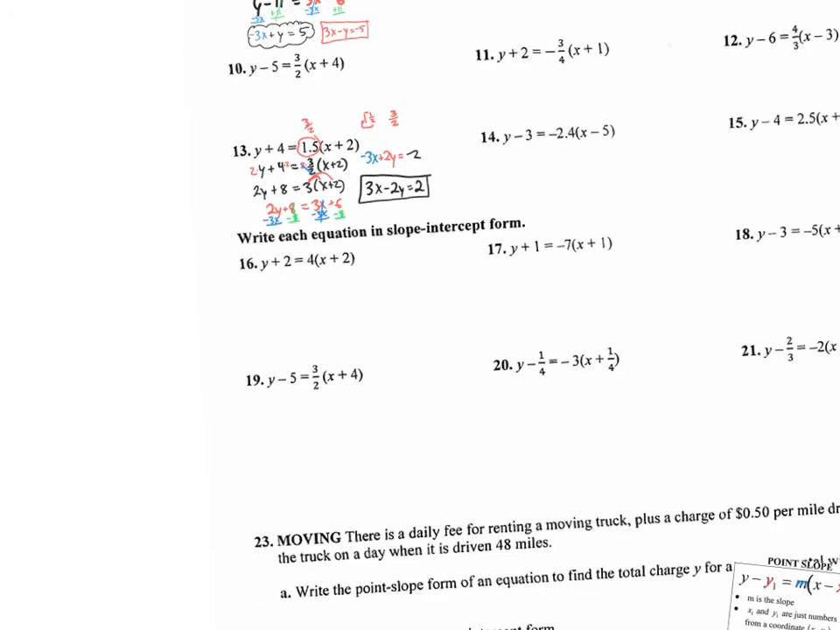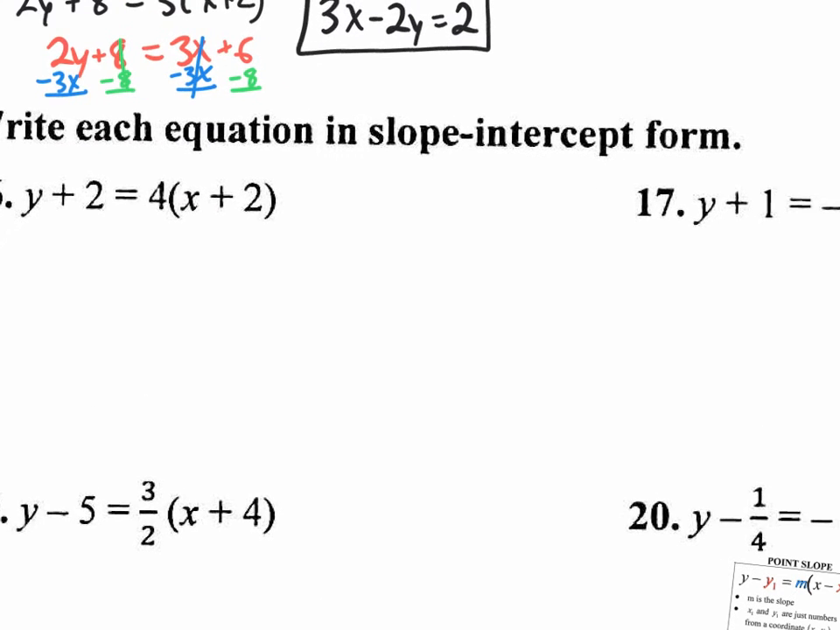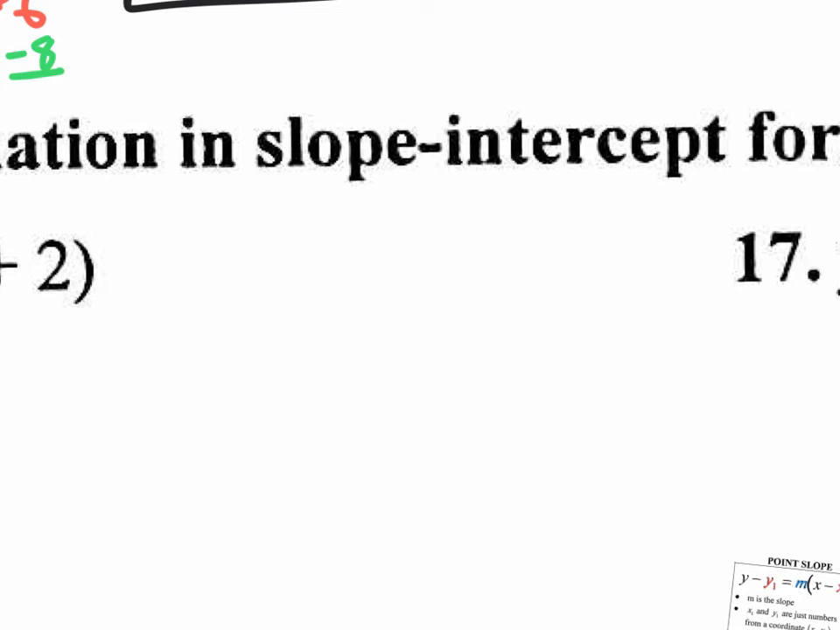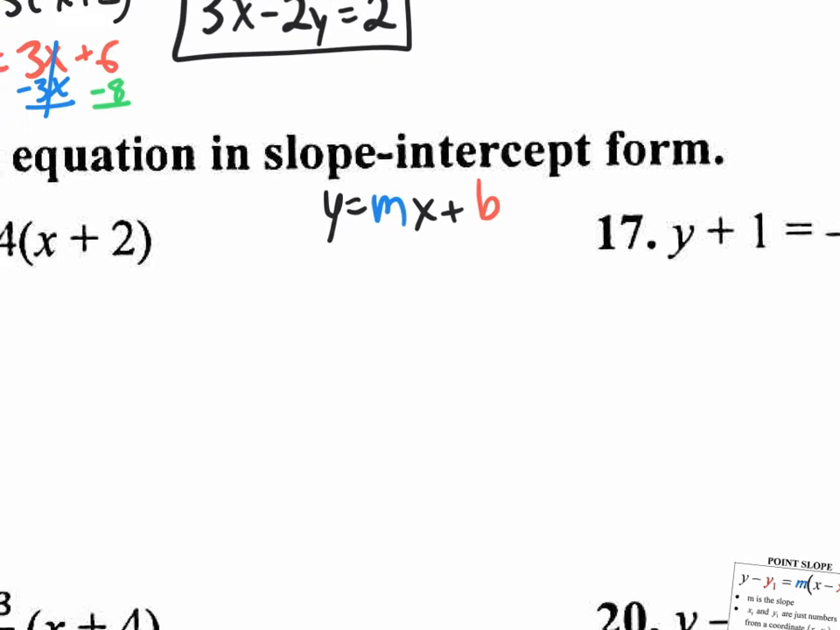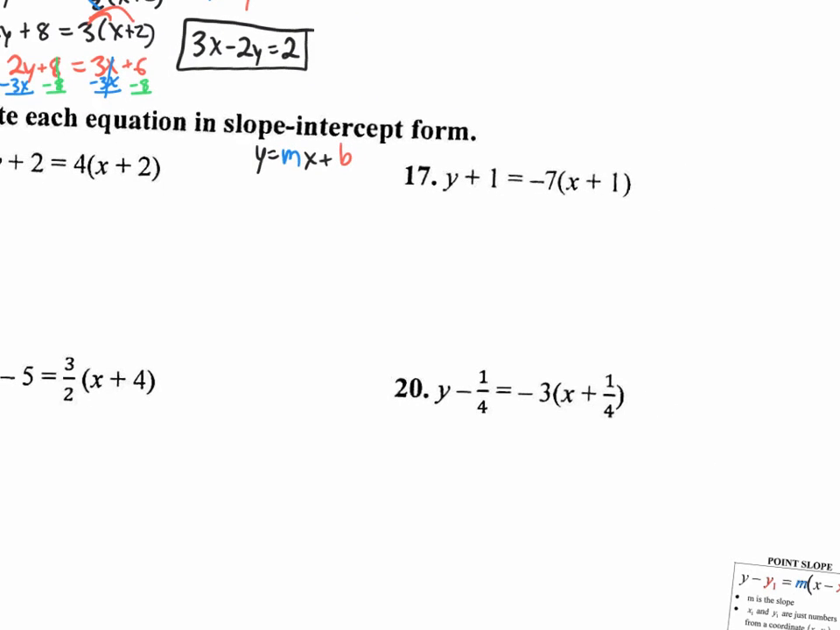Now for the final section here, it says write each equation in slope-intercept form. Okay, so yes, they are in point-slope form, but you want to change them to slope-intercept form. What is slope-intercept form? We might as well jot it down right here. Slope-intercept form is y equals mx plus b. And of course, you need your slope and you need your y-intercept to say that it's in slope-intercept form.